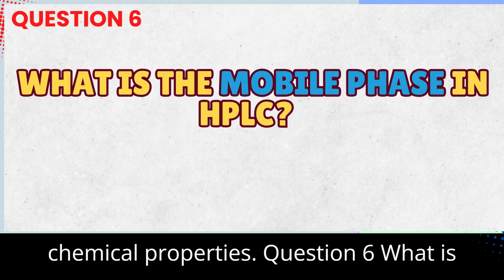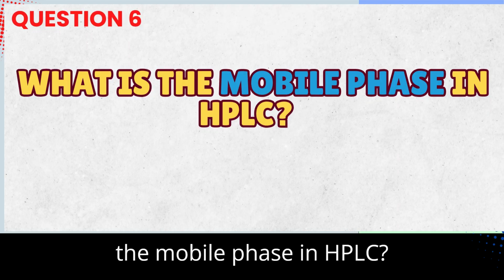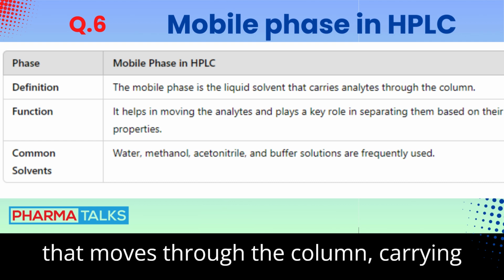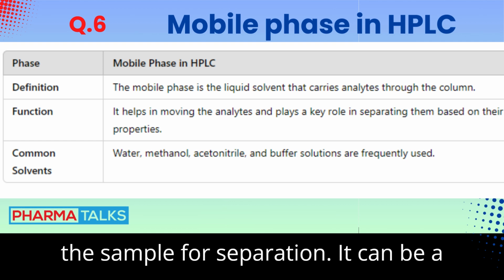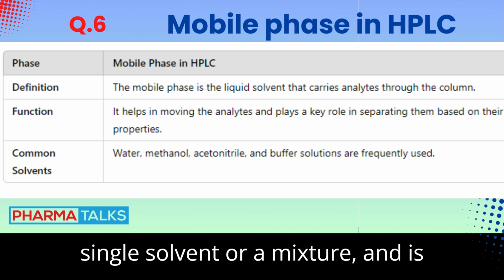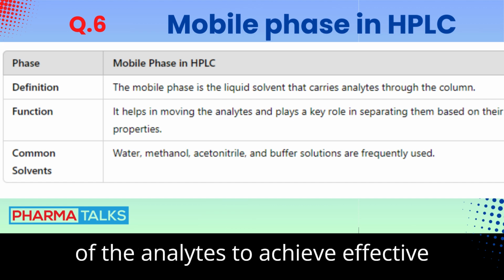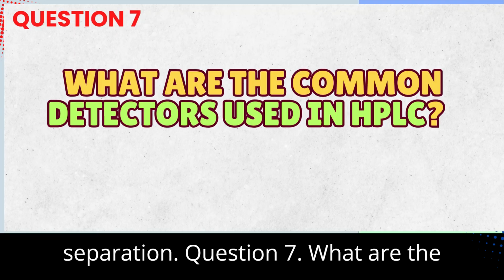Question 6. What is the mobile phase in HPLC? Answer. The mobile phase is the liquid solvent that moves through the column, carrying the sample for separation. It can be a single solvent or a mixture and is chosen based on the chemical properties of the analytes to achieve effective separation.